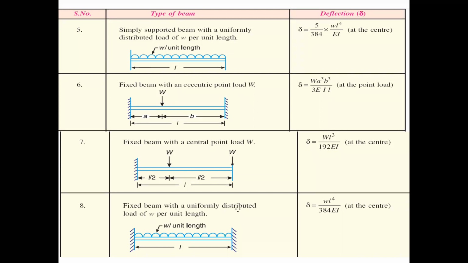The distances from the left and right supports are A and B, and the total length is L. Then the deflection value is WA cube B cube by 3EIL.